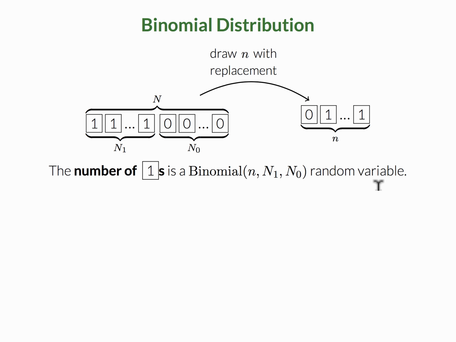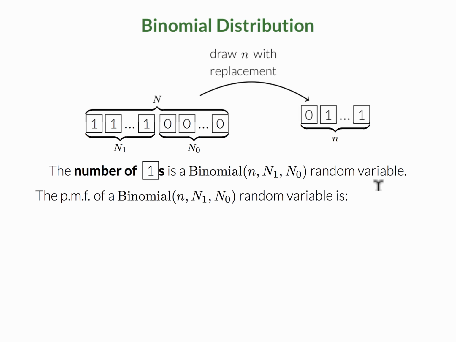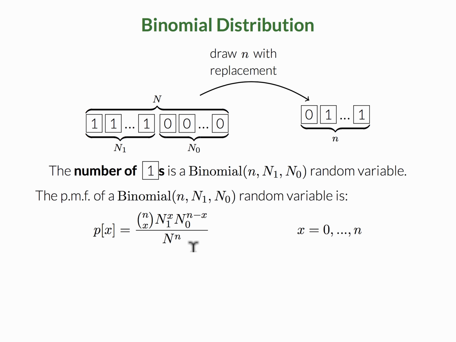Now, if we know that a random variable has a binomial distribution, then we can just write down its PMF. It's given by the following formula, and notice that this formula is defined for x from 0 to n. And that makes sense because if we draw little n tickets with replacement, we can't get any more than little n ones. If you only draw 5 tickets, you can't get 6 ones. Now, in this video, we'll focus more on how to apply this formula, not on where this formula comes from.